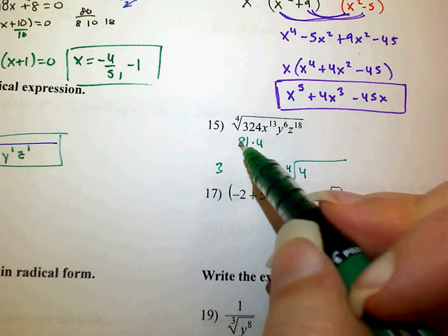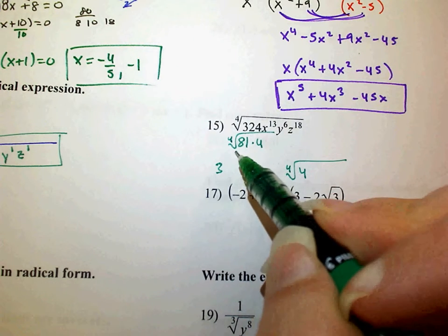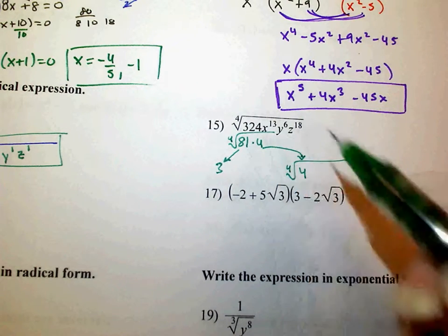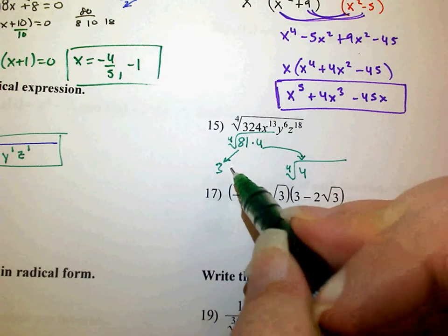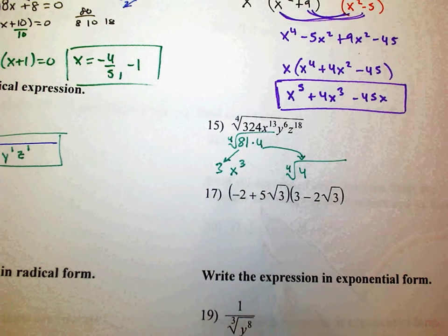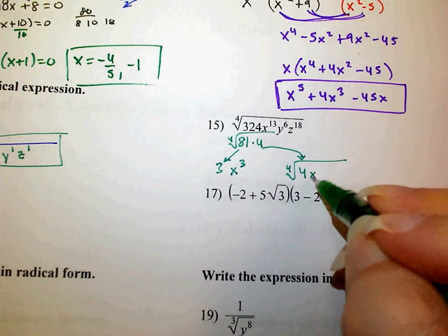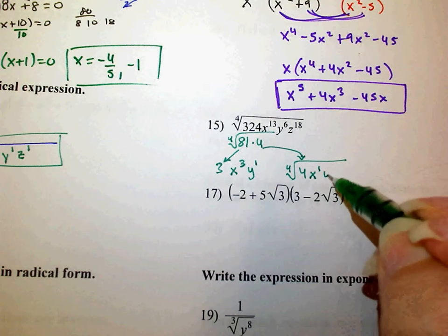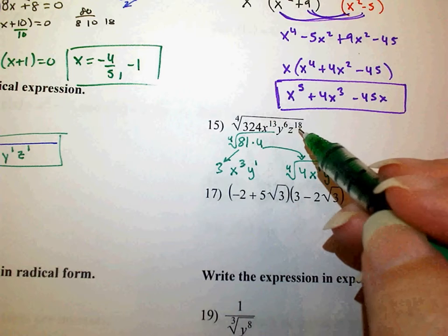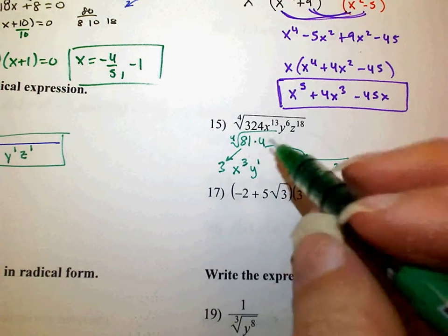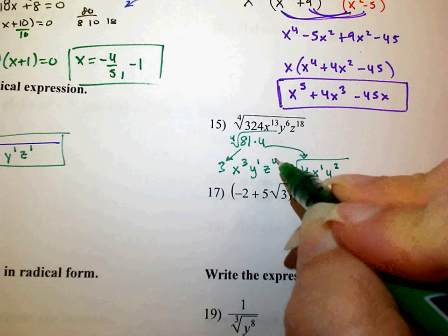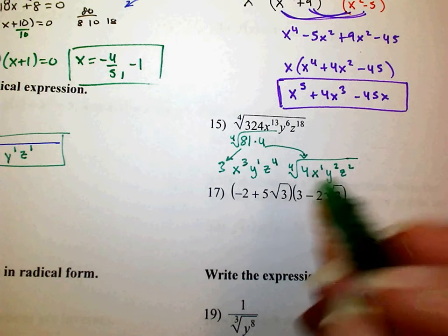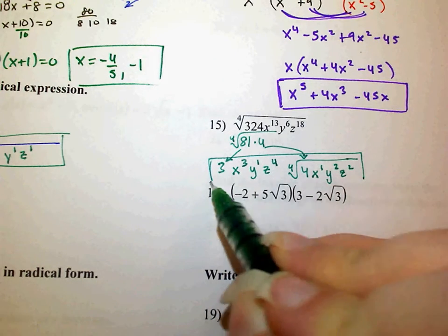Okay, now then I ask myself, how many times does 4 go into 13? 4 times 3 is 12, so 3 times, with 1 remaining. 4 times 1 is 4, 6 has 2 remaining. How many times does 4 go into 18? 4 times 4 is 16, and 18 minus 16 is 2, so I've got 2 remaining. And there's my answer. Okay, so that's part 1, and then we'll pick up on 16 in part 2.